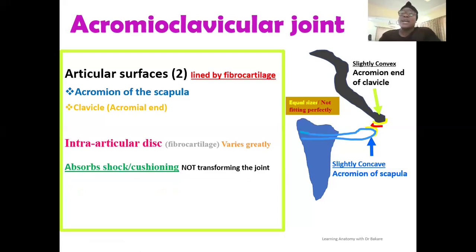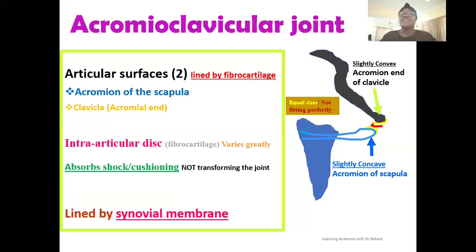If you go back to our lecture on the sternoclavicular joint, you remember we said that the intra-articular disc of the sternoclavicular joint is what actually transformed it to exhibit a wider range of movements, like those exerted by a ball and socket joint. So you see it transforming it physiologically from one form to the other. While in the acromioclavicular joint, this kind of presentation does not exist. It is just there to help absorb shock and create a cushioning effect so that the articulating surfaces can slide freely over each other without friction.